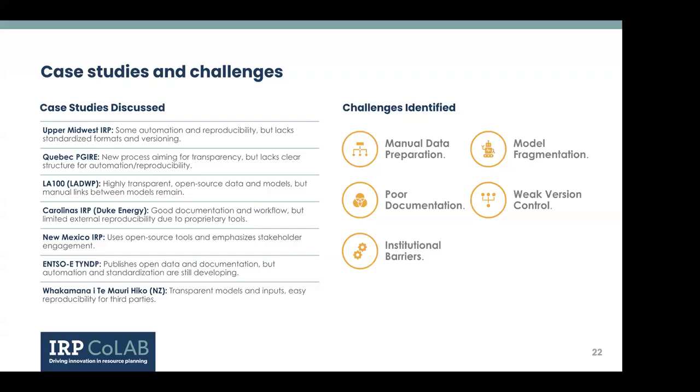We also looked outside the US. We looked at the new Quebec integrated resource plan, which is a process that, at least when we were doing the study, was still being set up, and which has a real aim to be transparent, although it's somewhat unclear who is enforcing that transparency. We also looked at the New Zealand IRP-like process, which I will not try to pronounce.